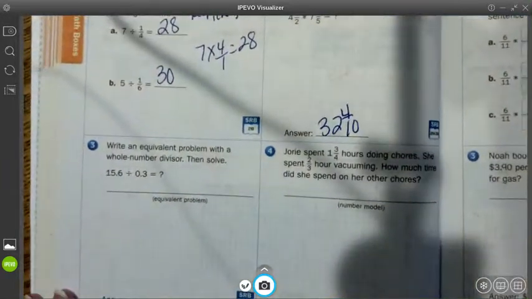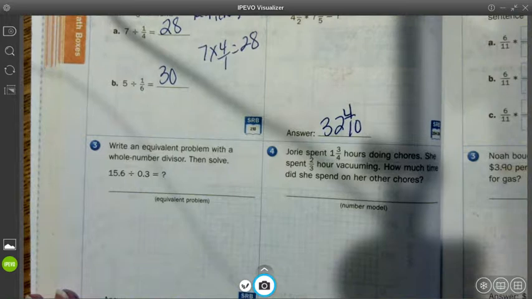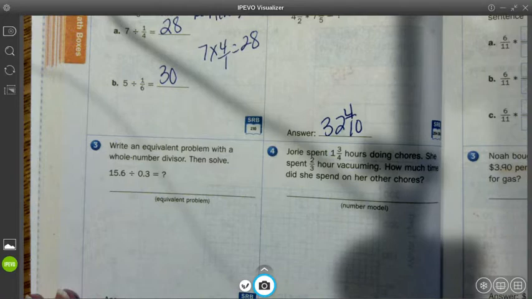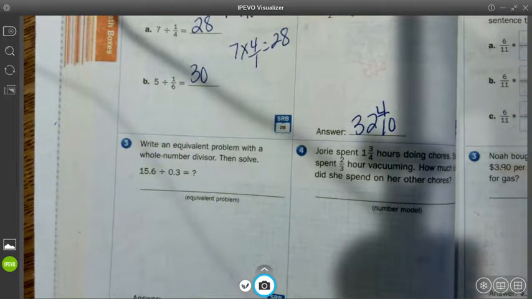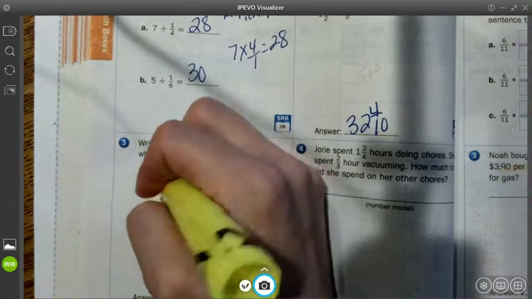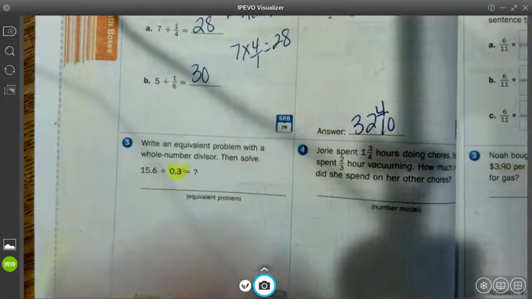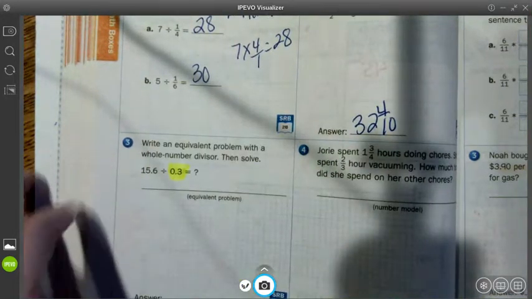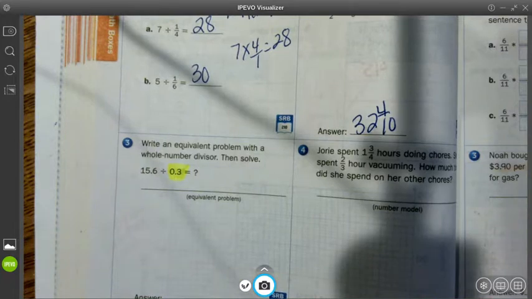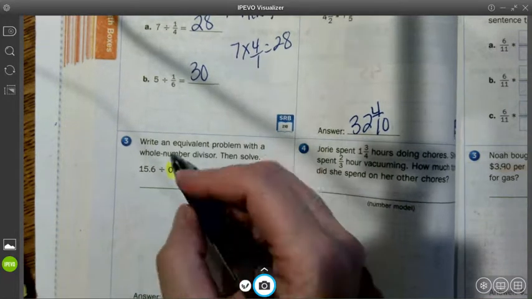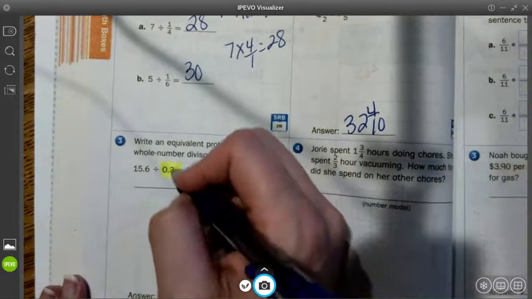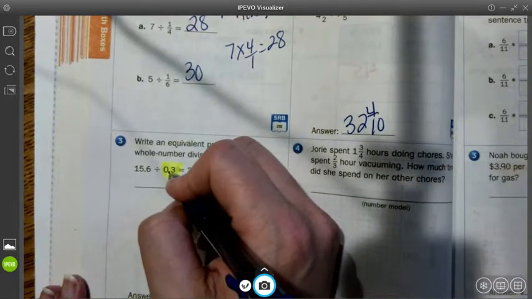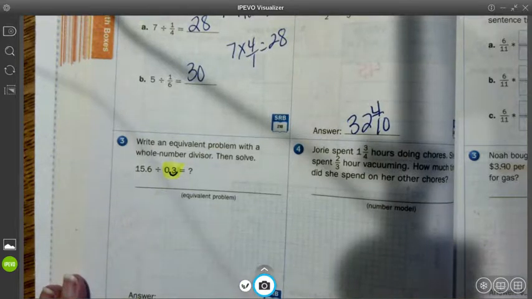Number 3 says to write an equivalent problem with a whole number divisor and then solve. So this, the 0.3 or 3/10, this is your divisor. It's the number that you're using to divide. You can never have a decimal in that number, so you have to get rid of it.